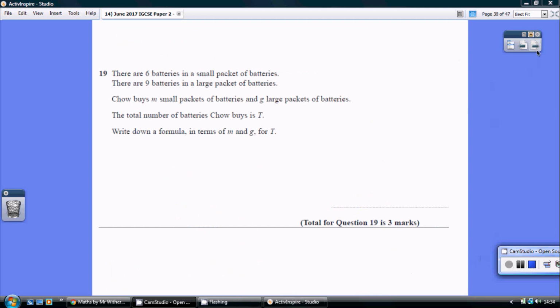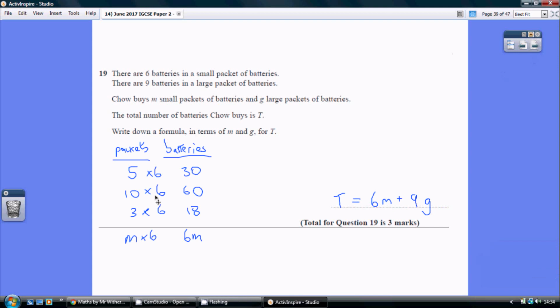Question 19. So we've got 6 batteries in a small pack of batteries, and there are 9 batteries in a large pack of batteries. Chow buys M small packets of batteries and G large packets of batteries. The total number of batteries Chow buys is T. Write down a formula. So T equals, well, there are 6 batteries in the small pack, so that's 6 times M, plus there are 9 batteries in the large packets, so that's 9 times G.